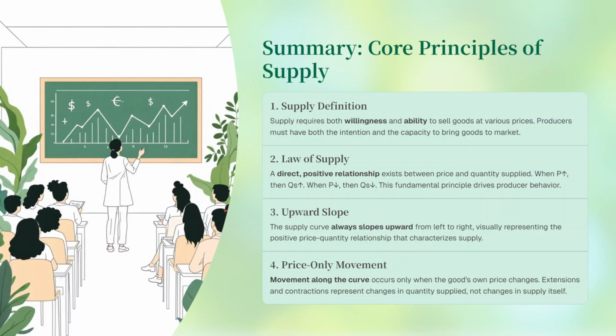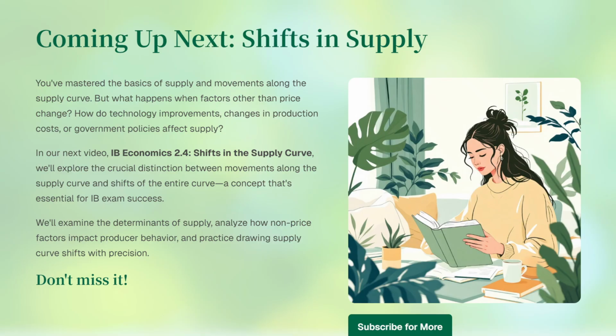Let's summarize the supply side. Supply is the willingness and ability of firms to produce and sell a good at a certain price. The law of supply states there's a direct positive relationship between price and quantity supplied driven by the profit motive. This is shown by an upward sloping supply curve. A change in the goods own price causes a movement along the curve, an extension or contraction. We now have both building blocks of the market, demand representing consumers and supply representing producers.